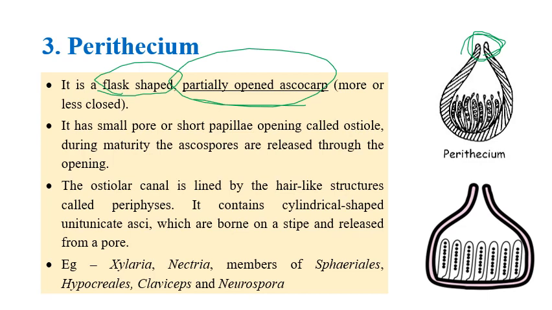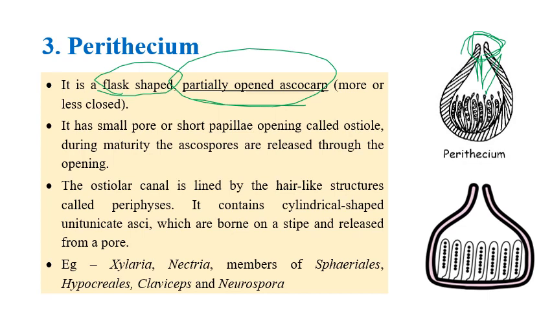So this is a flask shaped structure with a partial opening, a small or narrow opening, called an ostiole. This ostiole is otherwise called a slit. The ostiole canal is lined with various kinds of hairs. Based on the arrangement of the hair, whether it is directed towards the mouth, or downwards from the mouth, or where it originated from, we have types like periphyses, paraphyses, and pseudoparaphyses. We will discuss that in Ascomycota in detail.